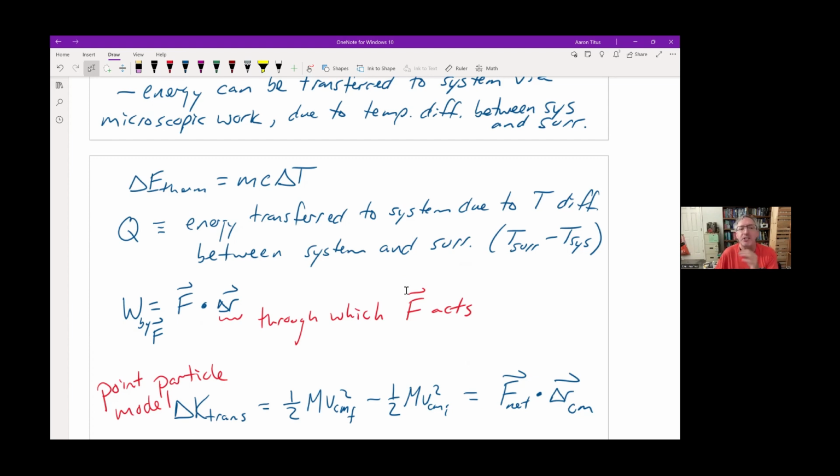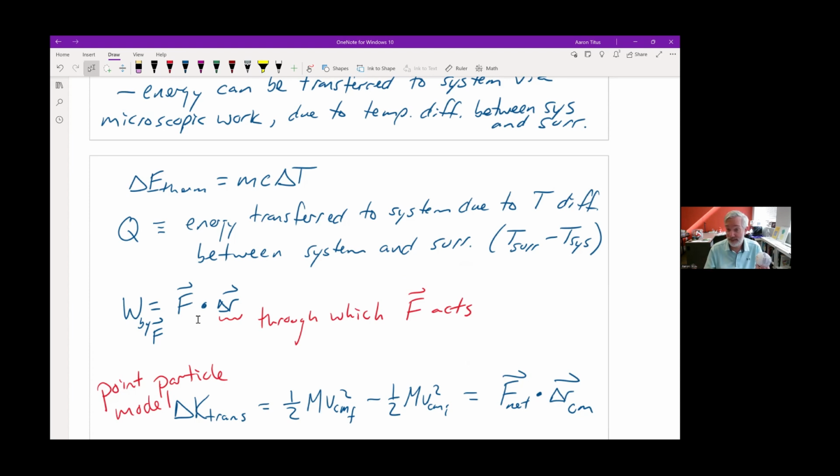So I did exactly the same thing. I eliminated the words gravity and heat, and I replaced them with these slightly more verbose terms: gravitational interaction, potential energy, etc. And then when you calculate work, the work done by a force is the force dot the displacement through which that force acts.